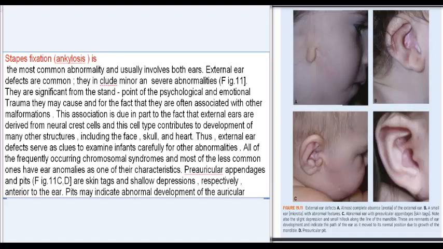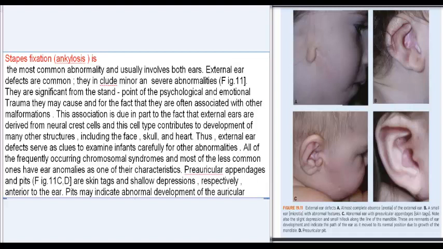External ear defects are common. They include minor and severe abnormalities, Fig. 11. They are significant from the standpoint of the psychological and emotional trauma they may cause and for the fact that they are often associated with other malformations. This association is due in part to the fact that external ears are derived from neural crest cells, and this cell type contributes to development of many other structures, including the face, skull, and heart. Thus, external ear defects serve as clues to examine infants carefully for other abnormalities.